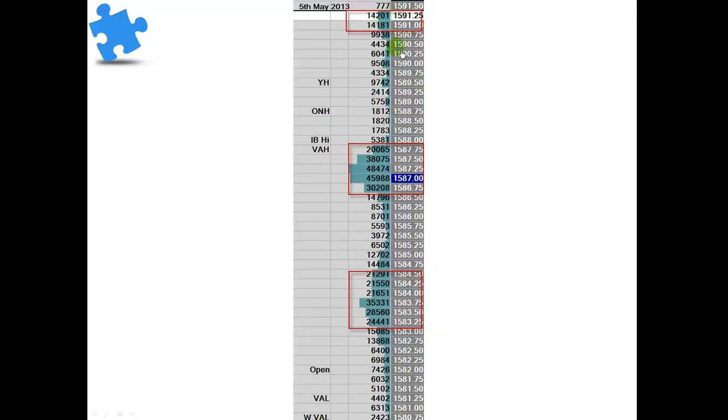So for those of you that understand volume profiles, you can wait for these areas to form. You can buy the bottom of a high volume area, you can scale some off at the top, and then you can hold for another push up.